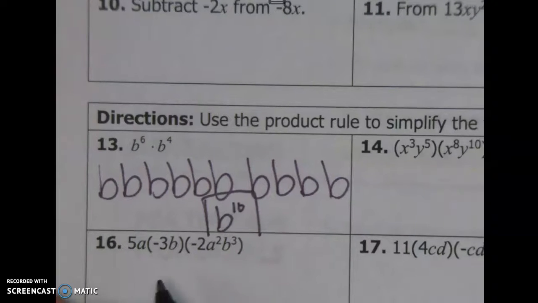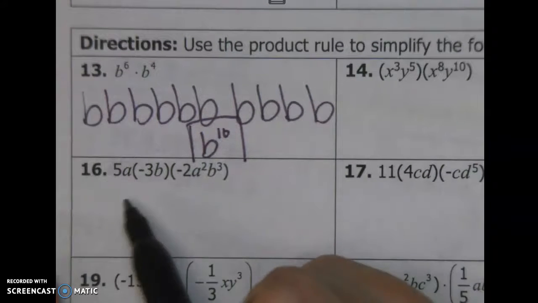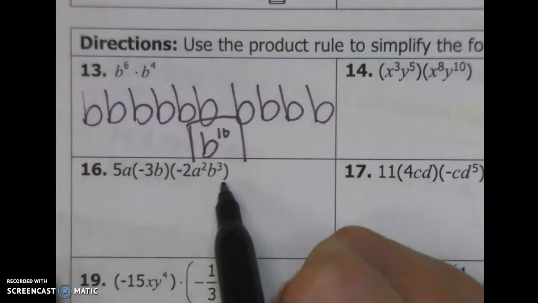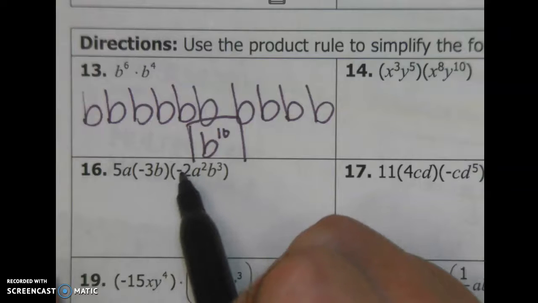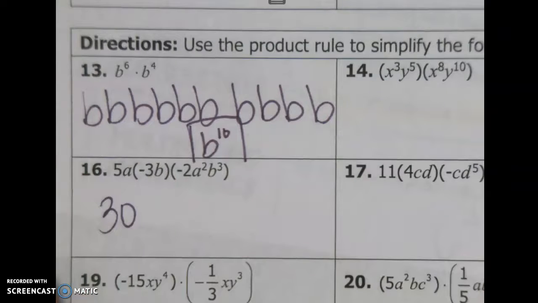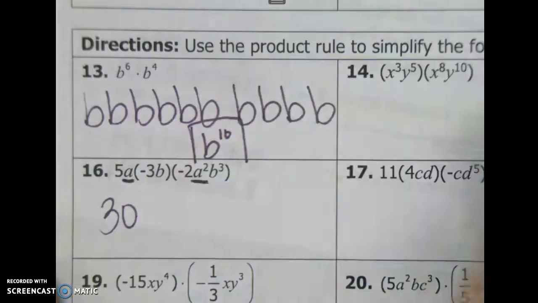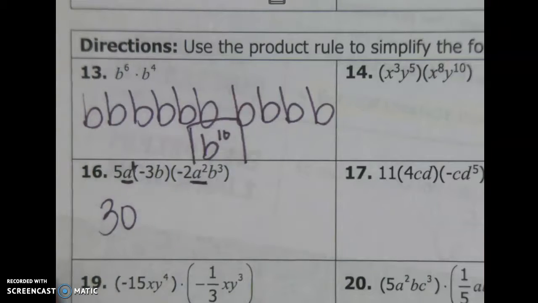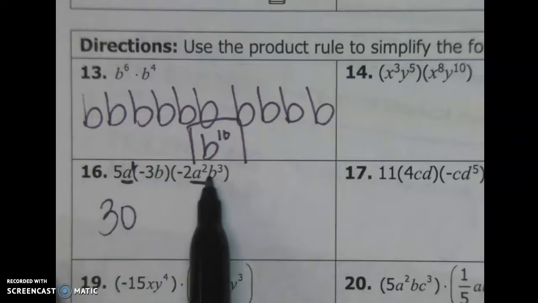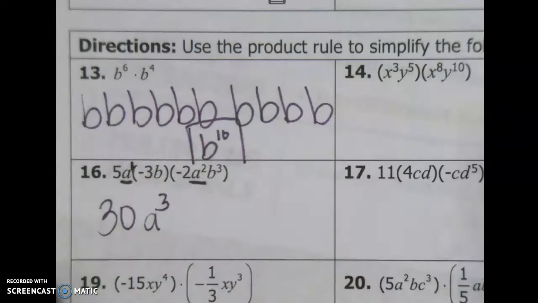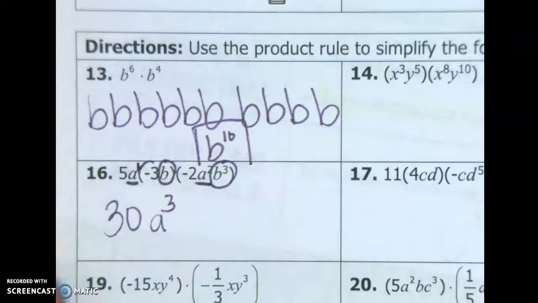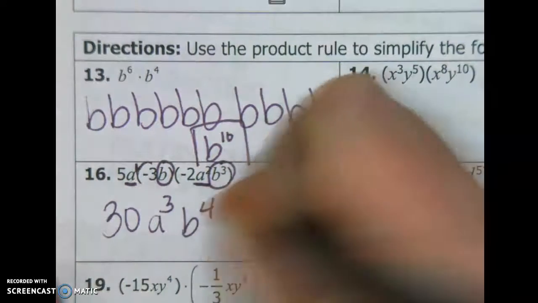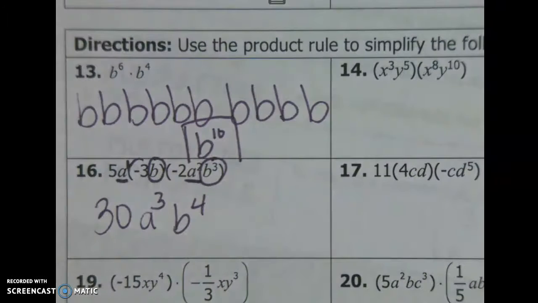Okay, look at 16. So all of this is just multiplied together. So I've got 5 times negative 3 is negative 15 times negative 2, so it gives me 30. Now, my A's. I've got an A here and an A there. But when there's no exponent, it's a 1. So I've got 1, 2, 3. A to the 3rd. And then I've got a B. I've got 3 more B's. B to the 4. Okay.